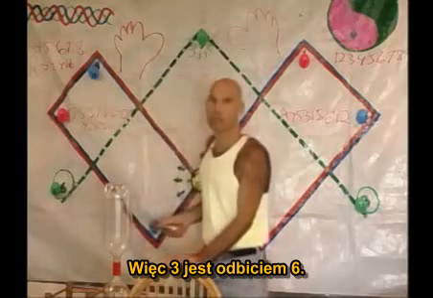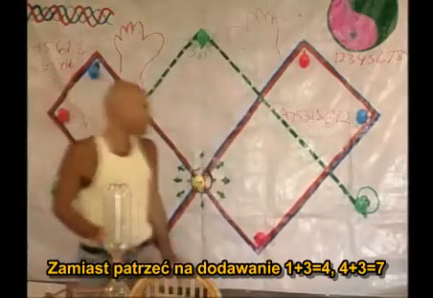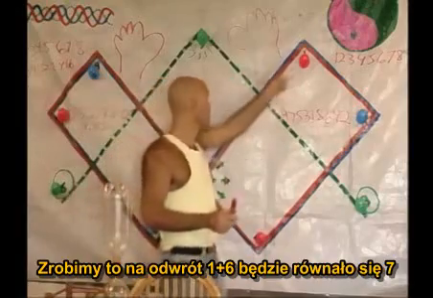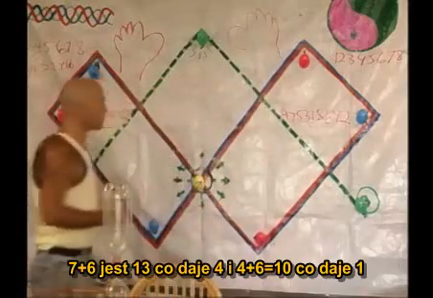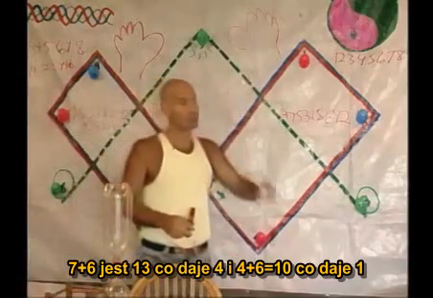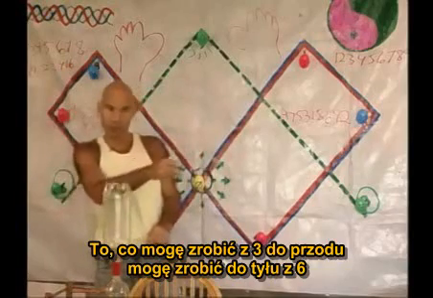3 is a mirror of 6. So instead of adding 1 plus 3 is 4, 4 plus 3 is 7, we're going to do it backwards. We're going to go 1 plus 6, but it's going to equal a 7. 7 plus 6 is 13, which is 4. And 4 plus 6 is 10, which is 1. If I go forwards with 3s, I can go backwards with 6s.